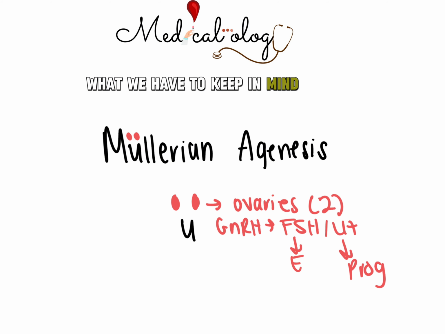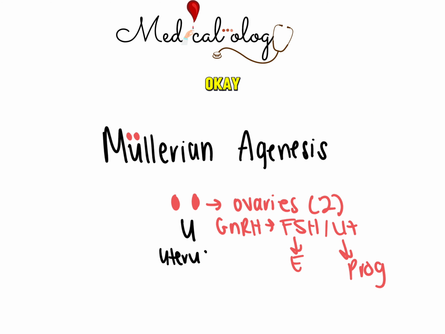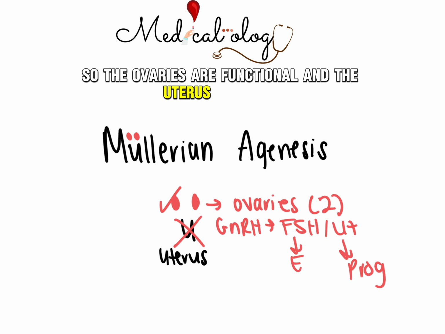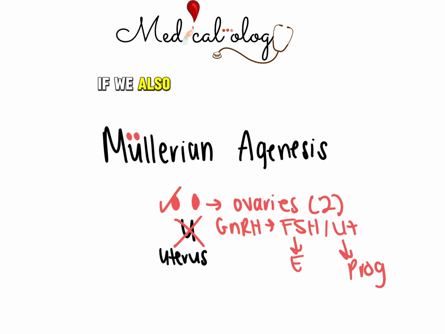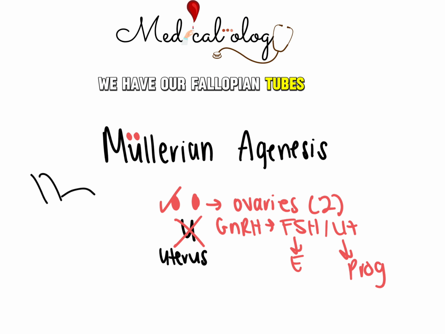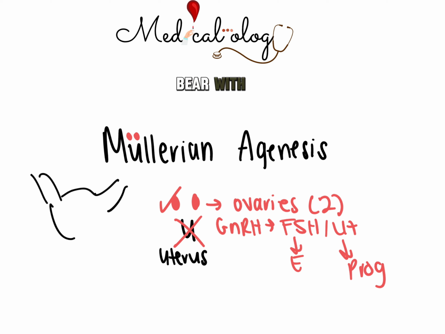What we have to keep in mind is the U. The U stands for uterus, okay? The uterus is absent. So the ovaries are functional and the uterus is absent. And if we also remember the anatomy, we have our fallopian tubes, right? Bear with me, I don't know how to draw. And we have our ovaries.